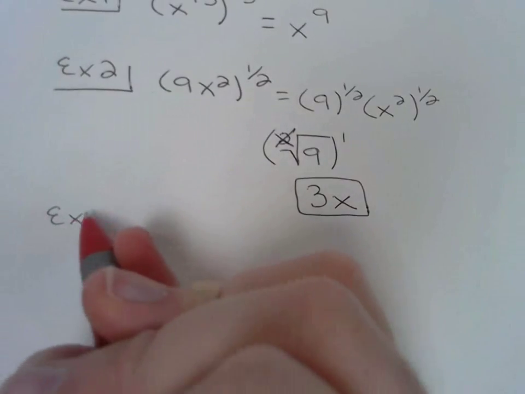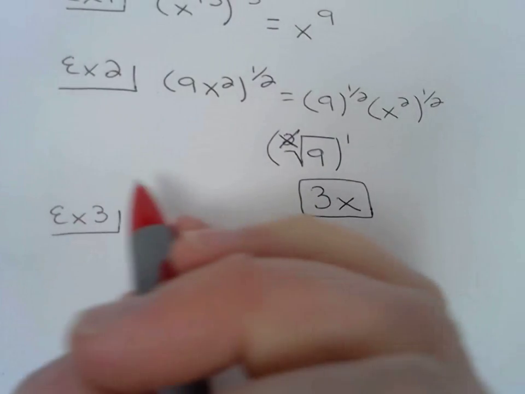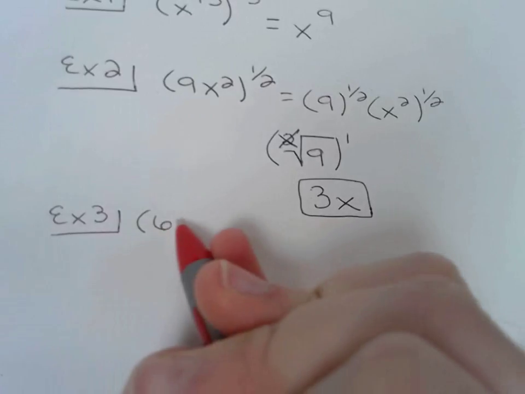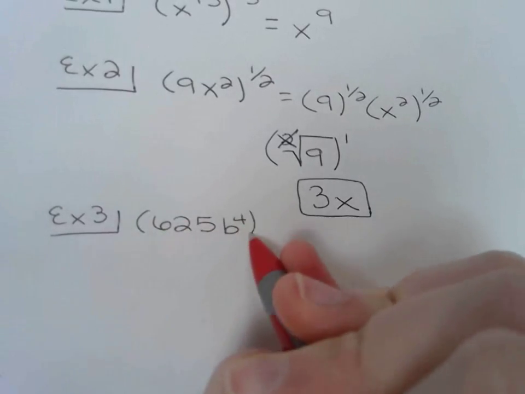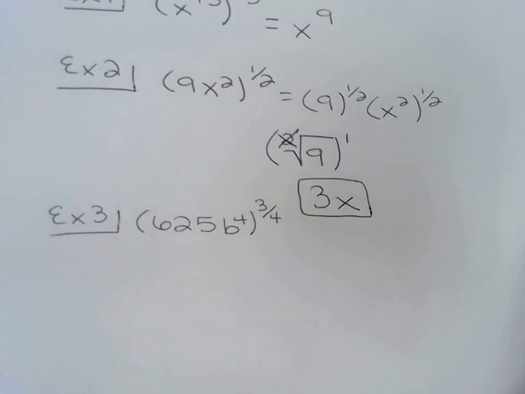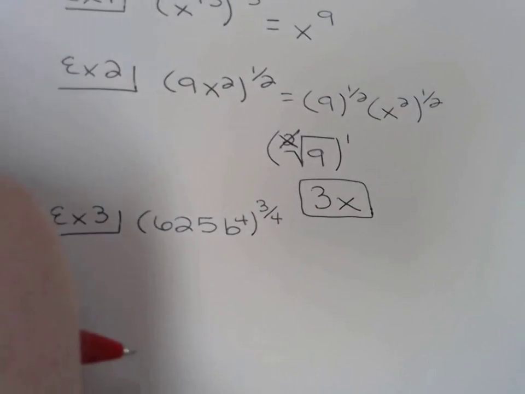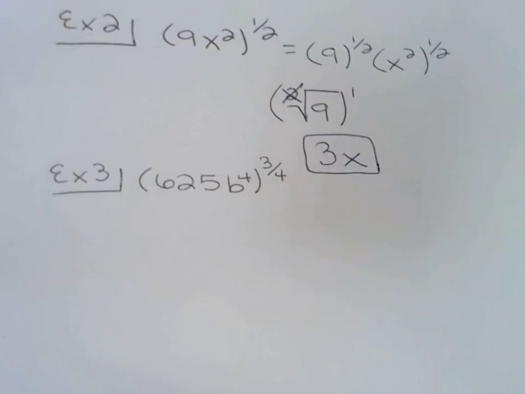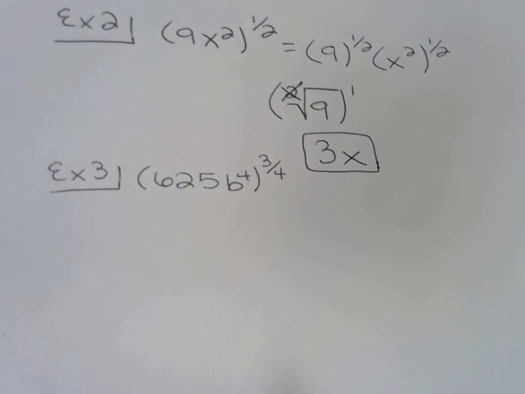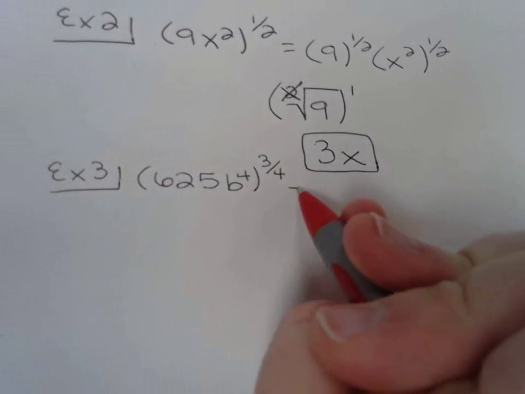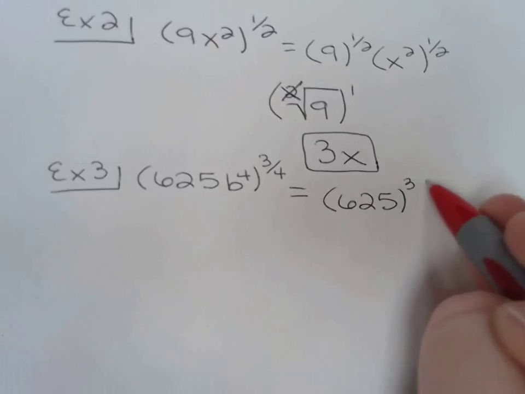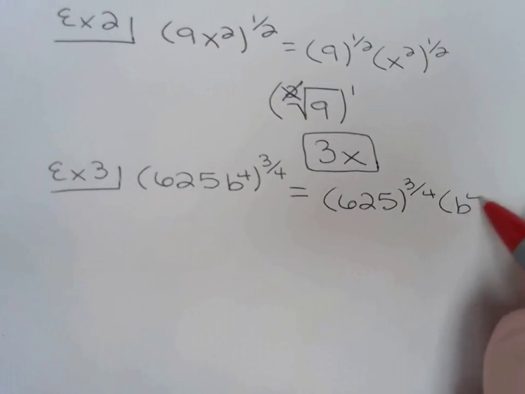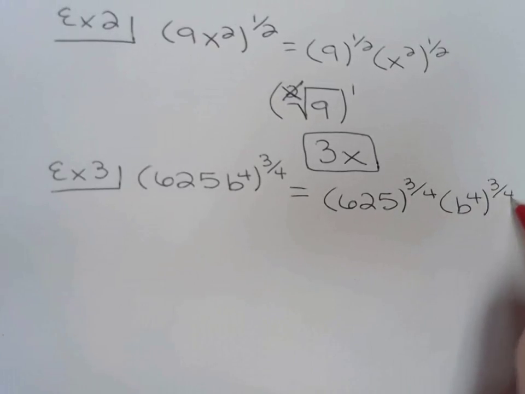Okay, let's look at another example. Example 3. So I have 625 b to the 4th all to the 3/4 power. Okay, I have a coefficient, I have a number in front, plus I have the variable b to the 4th. So let's go ahead and simplify this. So as I look at this, we're going to do them separately. 625 to the 3/4 power and b to the 4th to the 3/4 power.